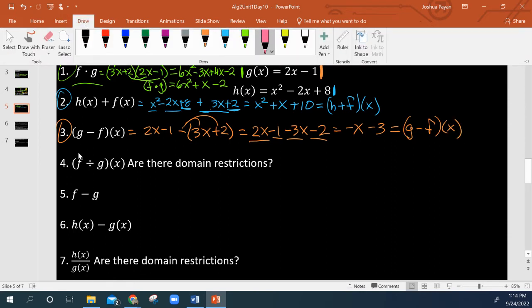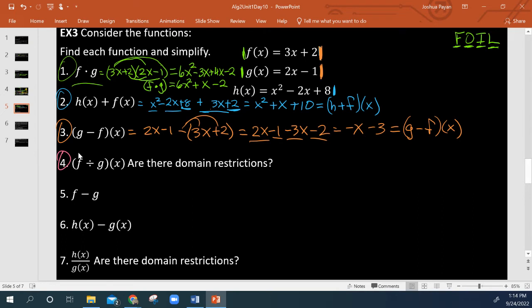Okay, and then next one. So we've got f over g. So f over g of x, right? And that is going to be equal to f, 3x plus 2, over g, 2x minus 1, right? Can't simplify anything here. There's no common factors or anything, but we can point out that there will be a domain restriction, right? It's not so obvious, but our domain restriction would be that x cannot be equal to 1/2.